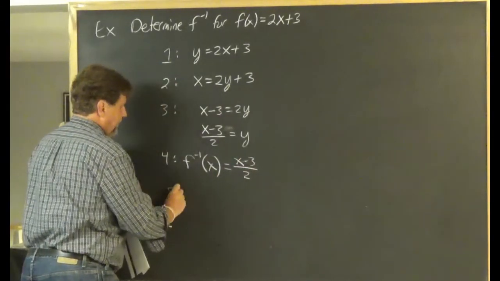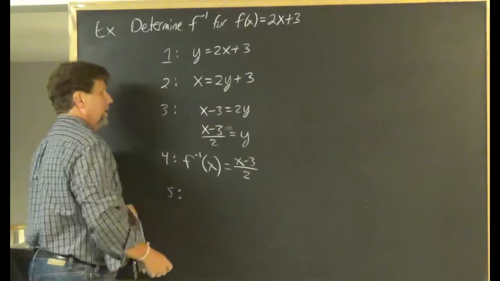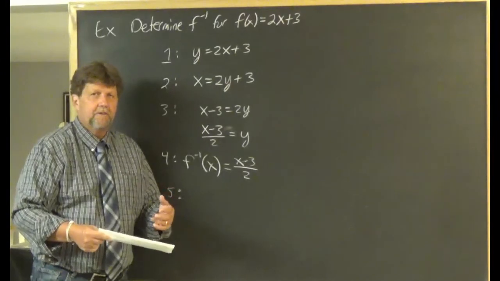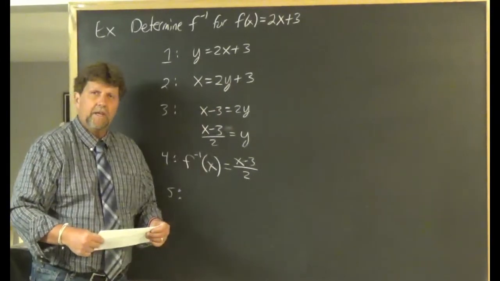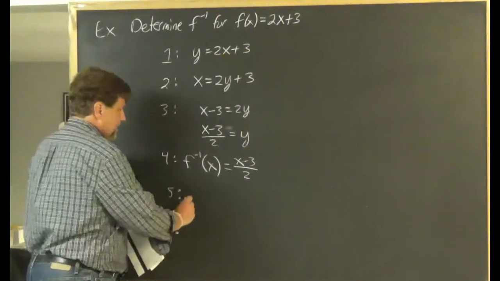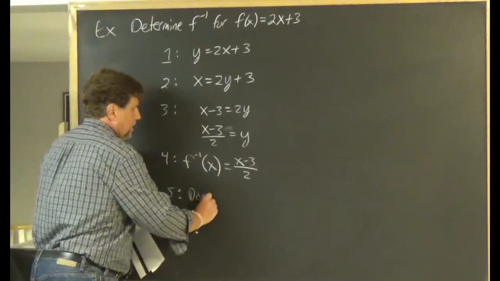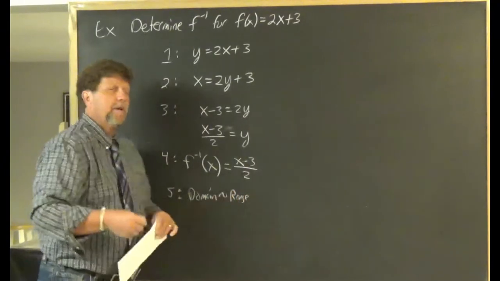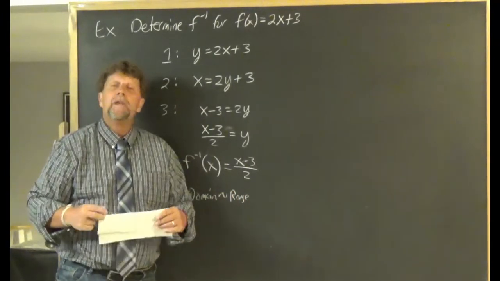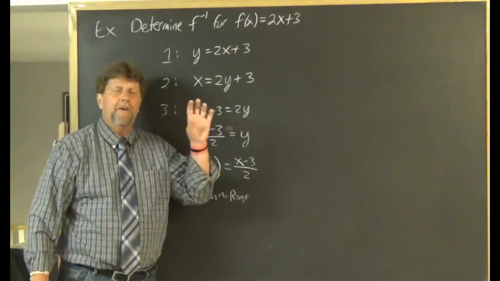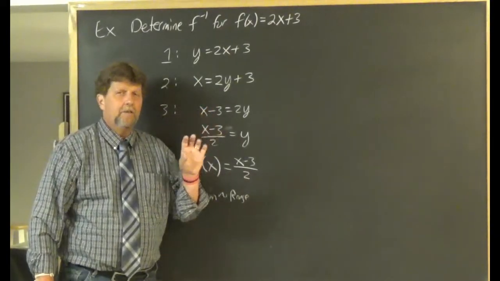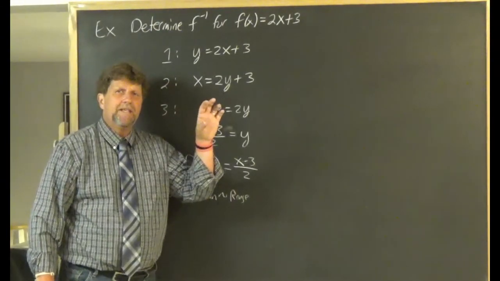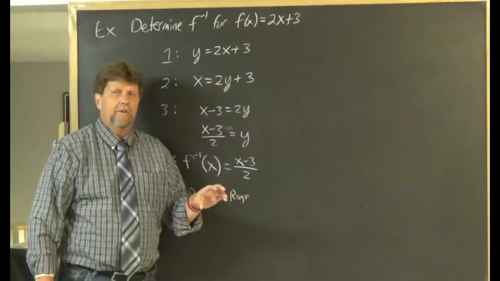And then step 5, some people say step 5 is to do the compositions to verify that they are inverses. I'm going to trust that we did everything correct. And I say step 5 is to make sure you have that domain range agreement that must exist between a function and its inverse function. In other words, remember, the domain of the function must equal exactly the range of the inverse function. The range of the function must equal exactly the domain of the inverse function.